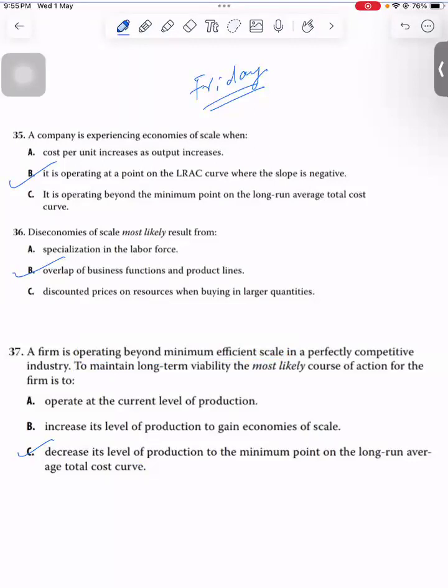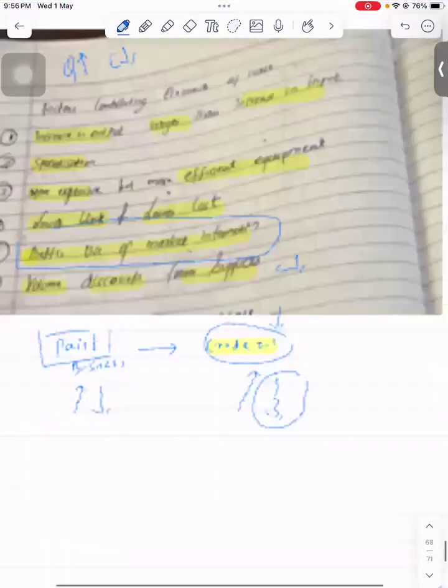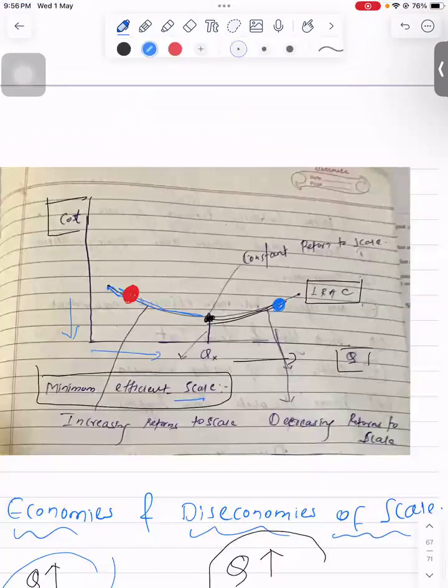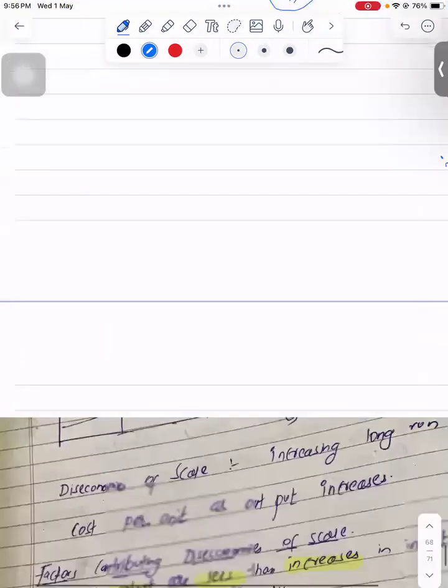Yeah, 37, Diksha, I already explained. Here it is mentioned beyond minimum efficient scale. This point we have discussed, if you remember. Beyond minimum efficient scale, look at the blue dot on the right side. You are operating somewhere here on the blue dot, on the right side, beyond minimum efficient scale. So what will you do? Will you increase the production further or decrease? Right, you will decrease the production towards minimum efficient scale. So that was your question number 37.